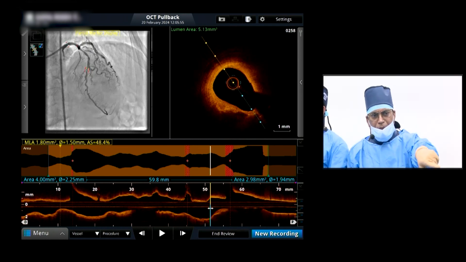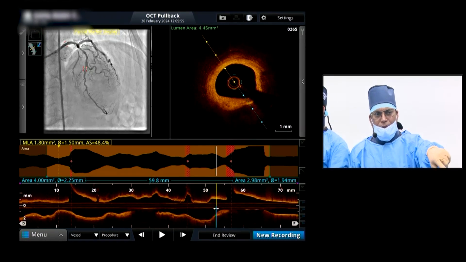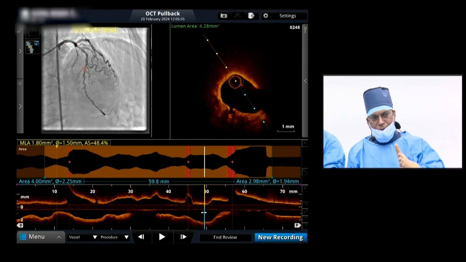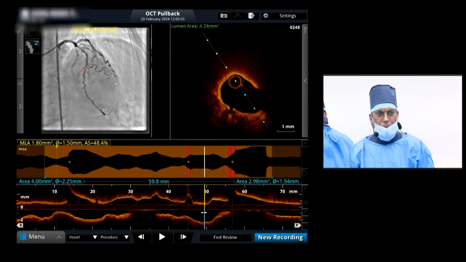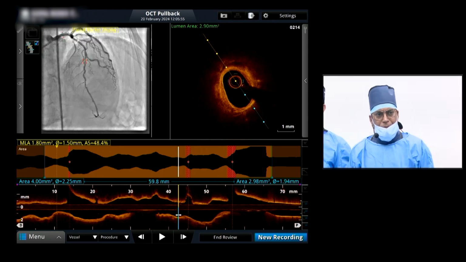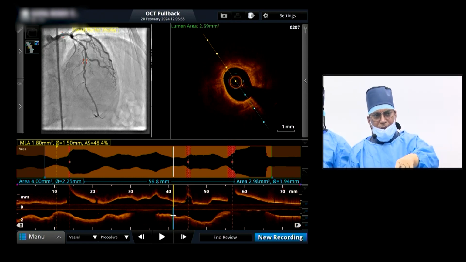This is also deep calcium, almost 120 degrees deep. You can see here there is significant calcium at the 6 o'clock and 3 o'clock positions. There is significant thick calcium, nearly 270 degrees. This proximal LAD is significantly calcified. Further, you can see almost more than 270 degrees of thick calcium, more than 1 mm thickness.